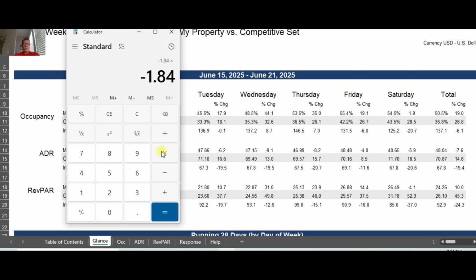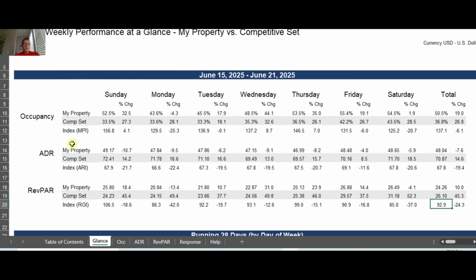So there's 7 days in the week. There's 100 rooms at this property. So that's going to be 700. So if I multiply that 1.84 times 700, we fell $1,288 short of hitting our RevPAR index for the week. And I break that down one more step further.